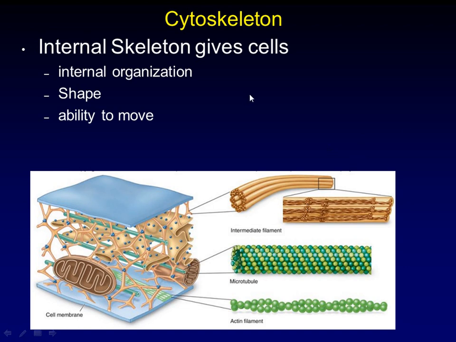Obviously, this skeleton is not like yours. This skeleton is a series of filaments, of protein filaments and fibers. There's 3 different types. There's one called actin. Here's the intermediate filaments, and the microtubules are right there. Let's look at each one of these just briefly.